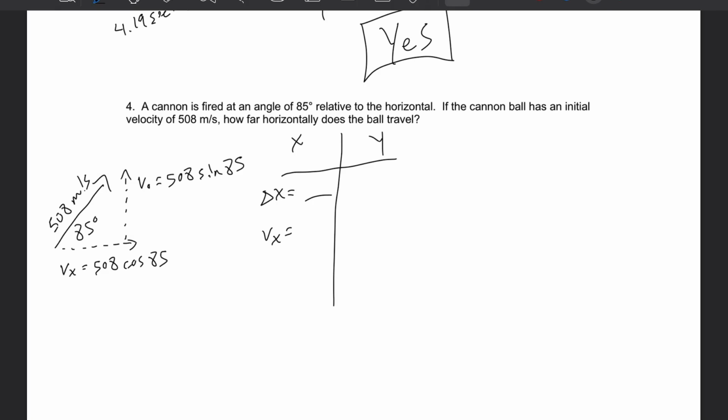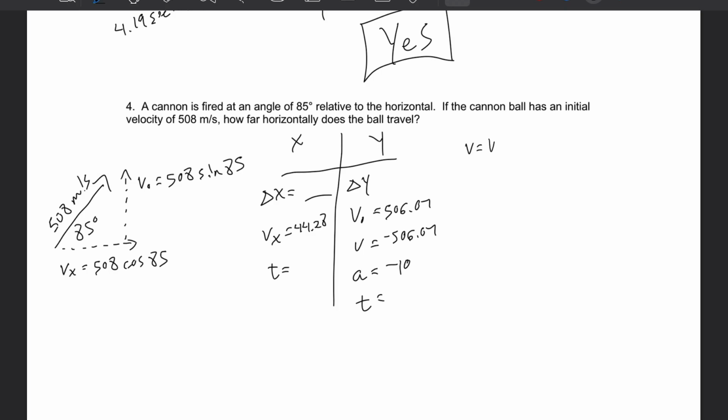Every single time we do our xy table, we have delta x, Vx, and time on the left. We can go ahead and fill in our Vx because we know how to calculate that. 508 cosine 85, entered in our calculator in degree mode, gives us 44.28. On the right side, because we have acceleration, we'll have a few other variables because there's that change of velocity due to gravity. On the right, we have delta y, the displacement, the initial velocity 506.07 from the 508 sine 85, the final velocity, which we don't know just yet, and then acceleration at negative 10.